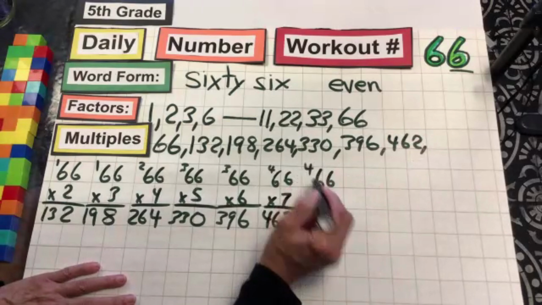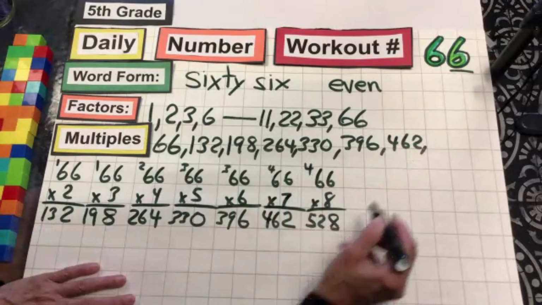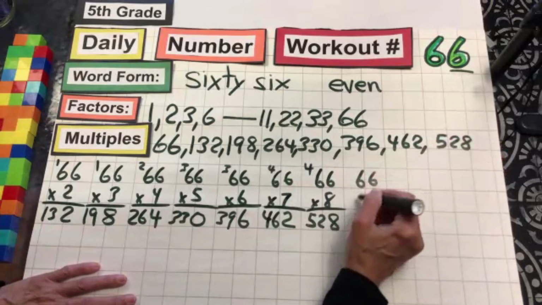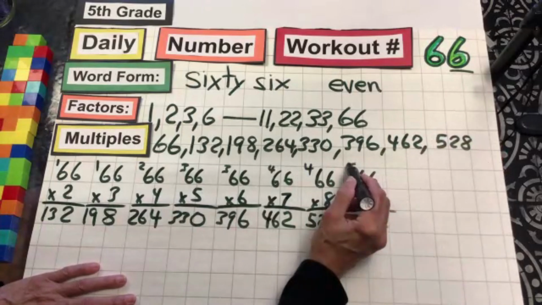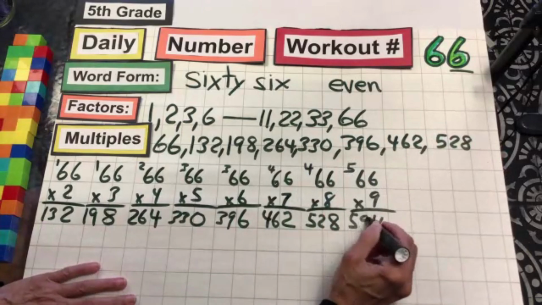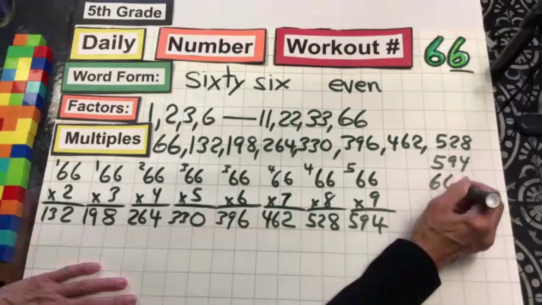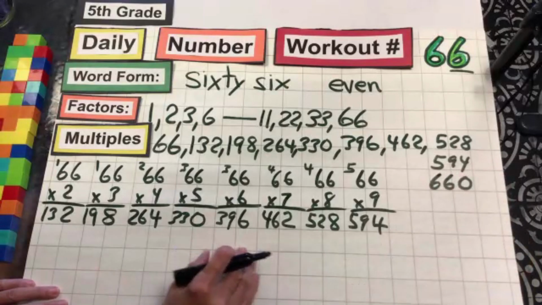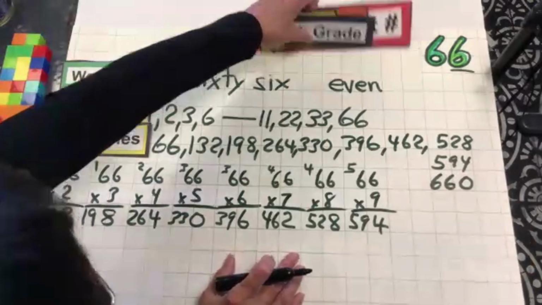66 times 8. 8 times 6 is 48. Drop the 8, carry the 4. 8 times 6 is 48, plus 4 is 52. 528. 66 times 9. 9 times 6 is 54. Drop the 4, carry the 5. 9 times 6 is 54, plus 5 is 59. 594. And then 10 times any number is that number with 0 in the ones place. And we're done. So we have multiples, we have factors, and we're on our way to fractions, decimals, and percents.